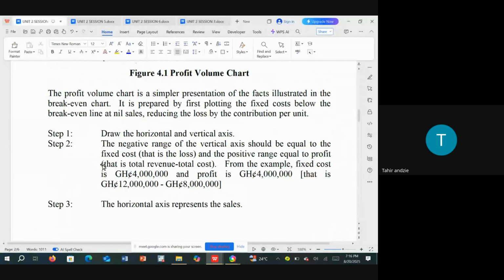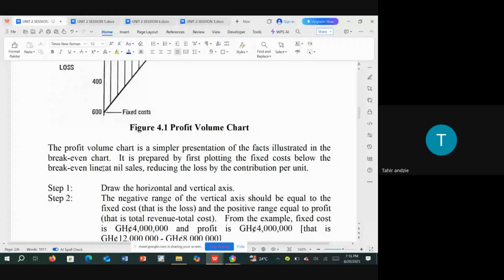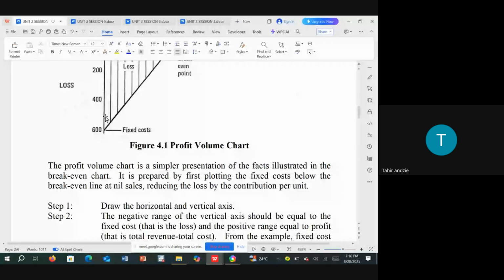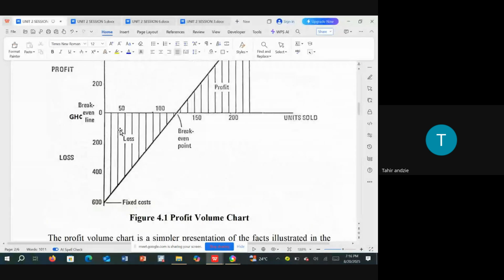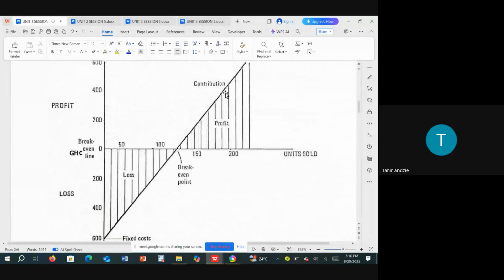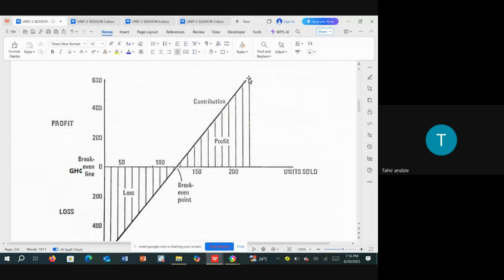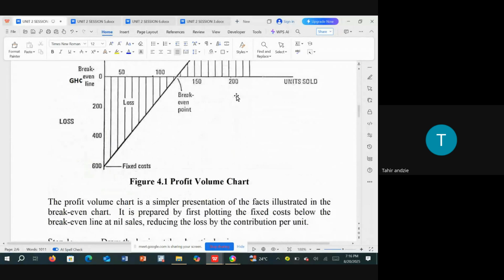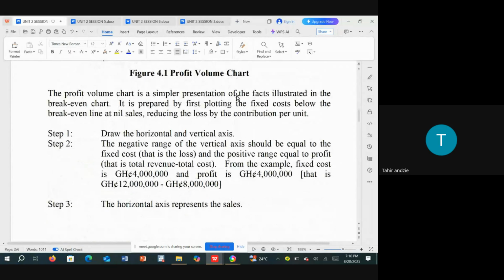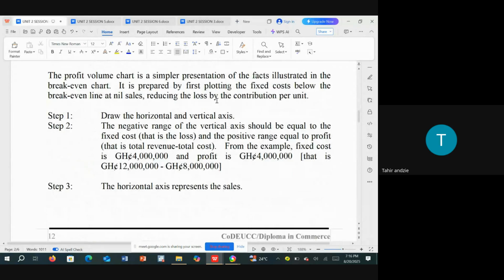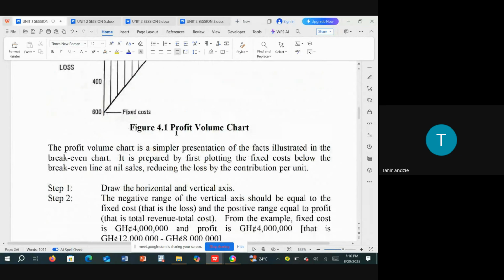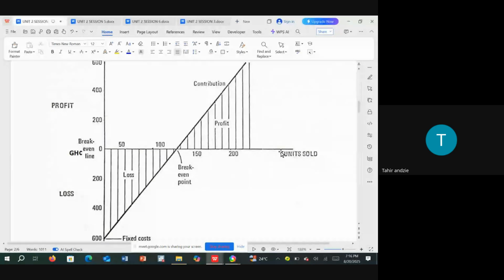Then you plot below and reduce the loss by the contribution per unit. So this is the maximum loss. As the contribution per unit is obtained, you reduce the maximum loss up to the maximum contribution to cover the profit. All right, so let us see the steps. First step is to draw the horizontal and vertical axis. Now, step 2. The horizontal axis here is the output or the units sold.